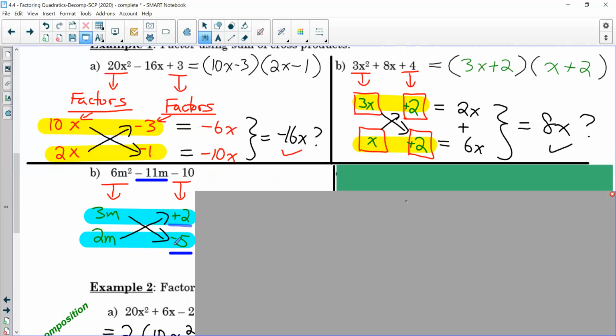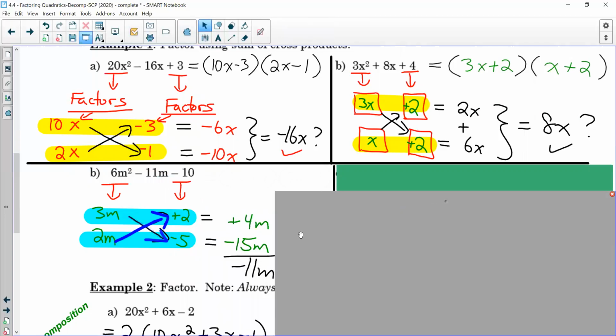So if you mess around with the negatives, you really have to do a little trial and error here. Again, we're doing this crossing technique. I'm taking the 3m and multiplying by negative 5m. I'm taking the 2m and multiplying by positive 2, and I'm going to get these results. I get a positive 4m when I do this multiplication, crossing up, and then crossing down gives me a negative 15.